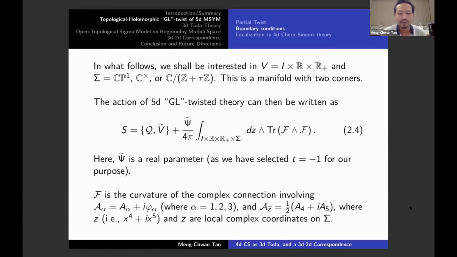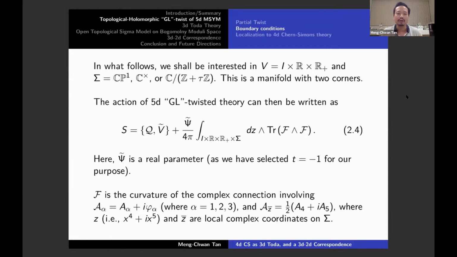In what follows, we shall be interested in our 3-manifold being of this form. V would be an interval cross R plus, so it's a manifold with corners. And the Riemann surface here, because we want to embed 4D Chern-Simons theory into our setup, we want it to be either a rational curve, CP1, a cylinder like this, or a torus like this. In the language of 4D Chern-Simons with a lattice, this would give you integrable systems associated with the Yangian, for this one the quantum affine and the elliptic affine algebra, which has the symmetries of the XXX spin chain, XXZ spin chain, XYZ spin chain.